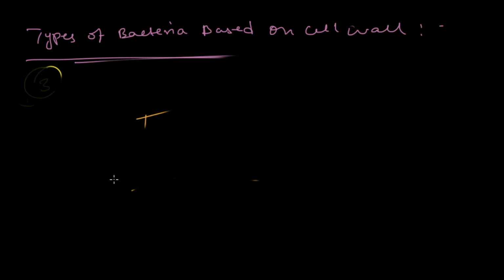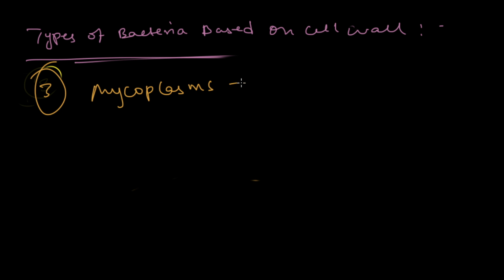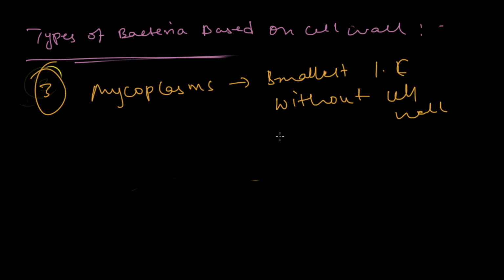Now moving on to the third group, the very special group, your mycoplasmas. These mycoplasmas are the smallest living cells. They are without cell wall. Please do not confuse that. They are without cell wall. They can live without oxygen. Oxygen is not required. They are facultative anaerobes, and they are not obligate aerobes.